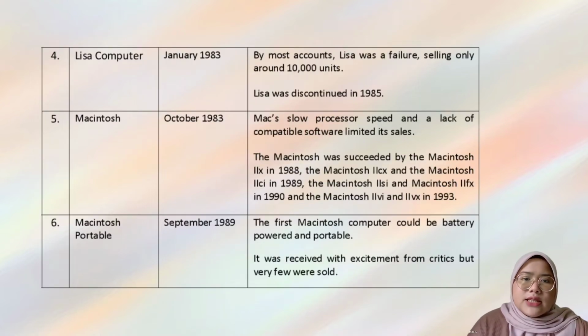Next is the Lisa computer. Introduced date is January 1983. By most accounts, Lisa was a failure, selling only around 10,000 units, and it was discontinued in 1985.